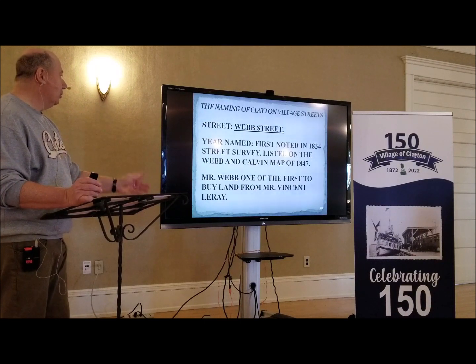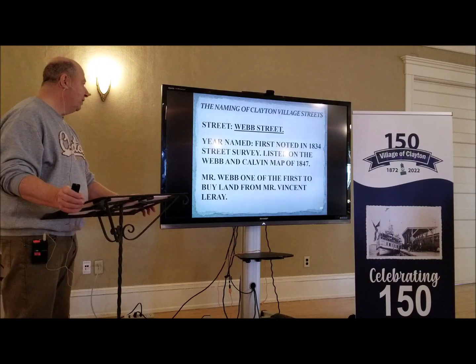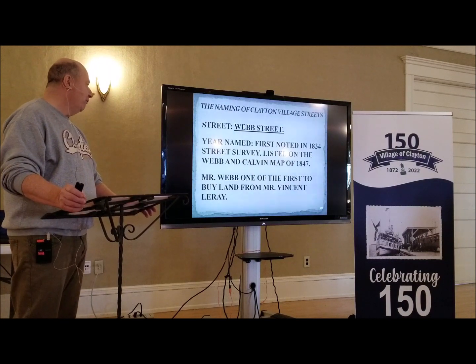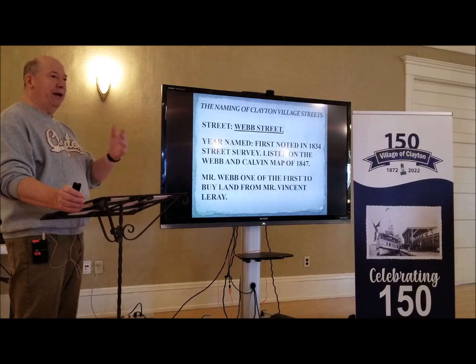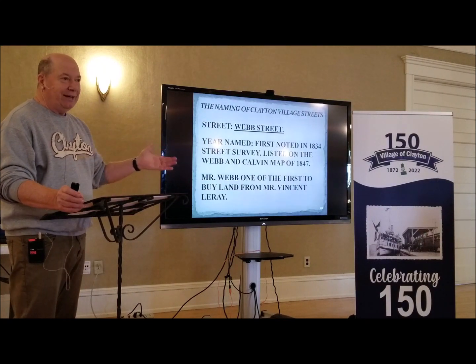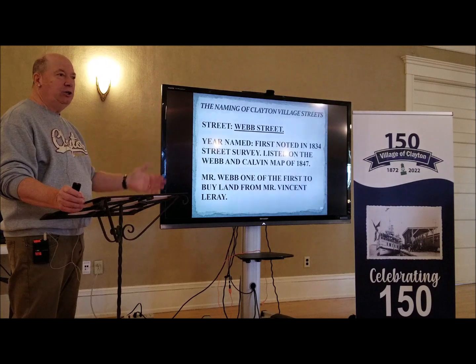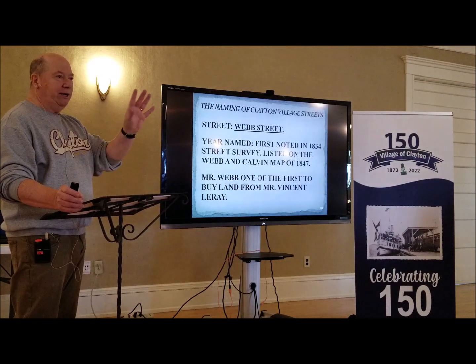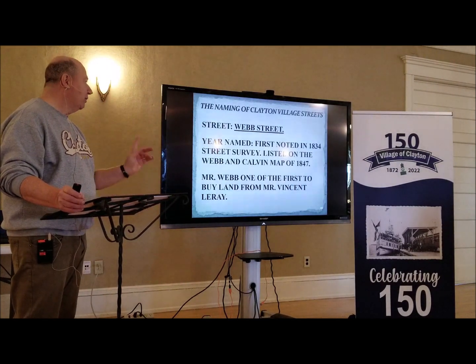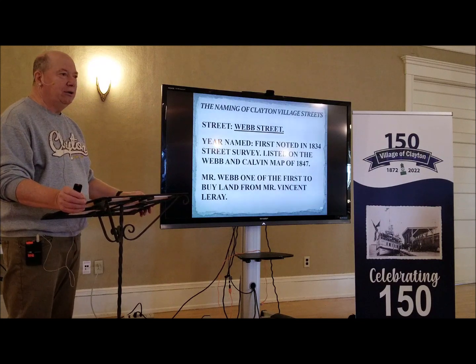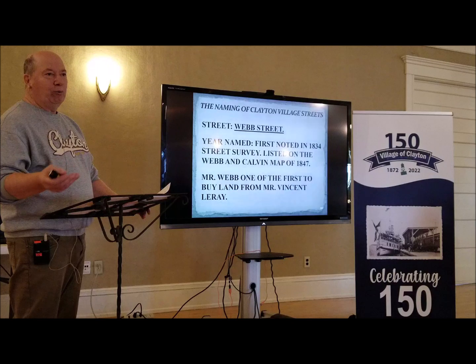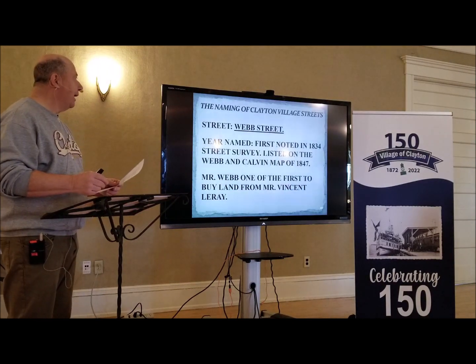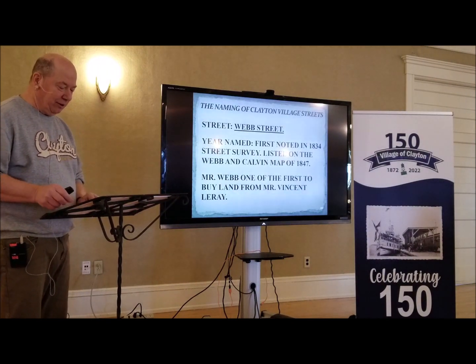All right? So Mr. Webb, though, was one of the first to buy land from Vincent Leray de Chaumont. So Vincent, he was the one that was basically, his father deeded him all his land. And it's a huge piece of property. It's not just Clayton Village, it goes out farther. But Mr. Webb approached Vincent and bought part of what we would call the village. And that's where Webb Street gets its name.